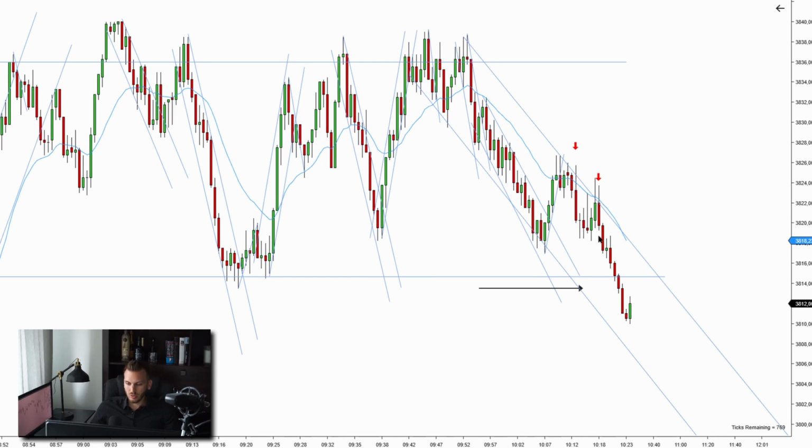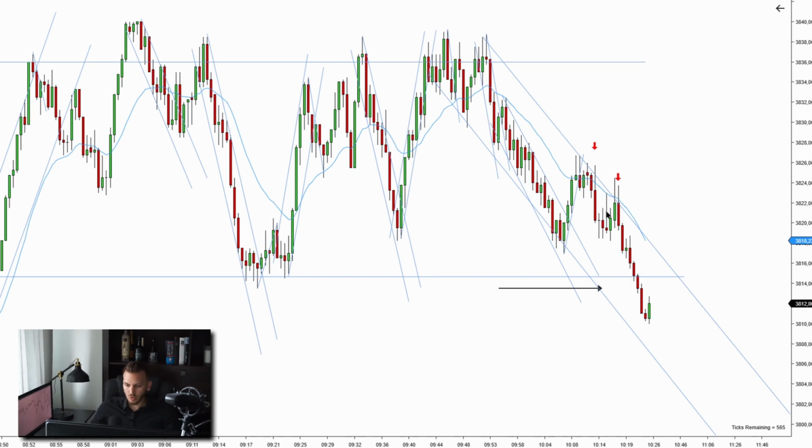Till second entry long, lower high, even with the first lower high form right here. But the reason why I don't like it, because it is right at the very lows. It is so far from the EMA.